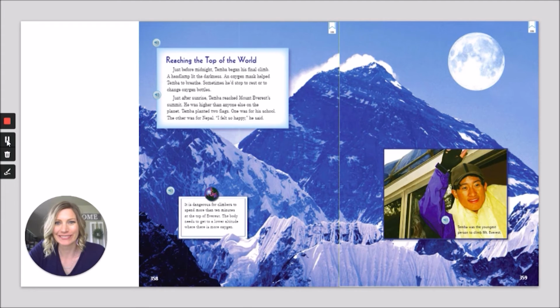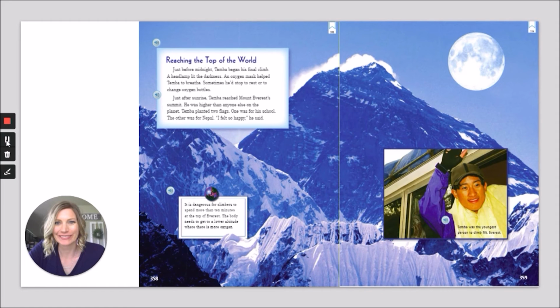Reaching the top of the world. Just before midnight, Timba began his final climb. A headlamp lit the darkness. An oxygen mask helped Timba to breathe. Sometimes he'd stop to rest or to change oxygen bottles. Just after sunrise, Timba reached Mount Everest summit.